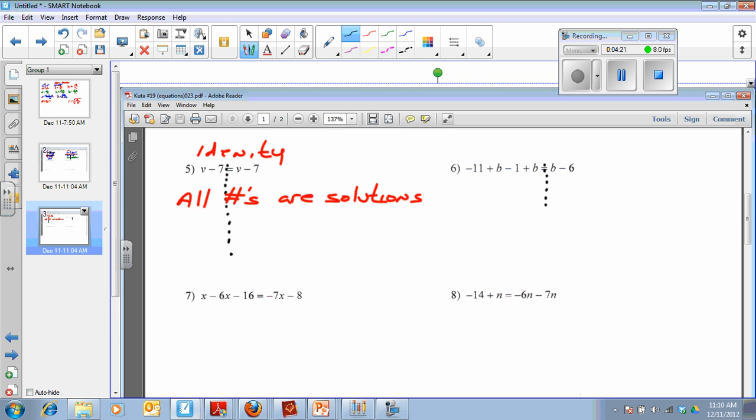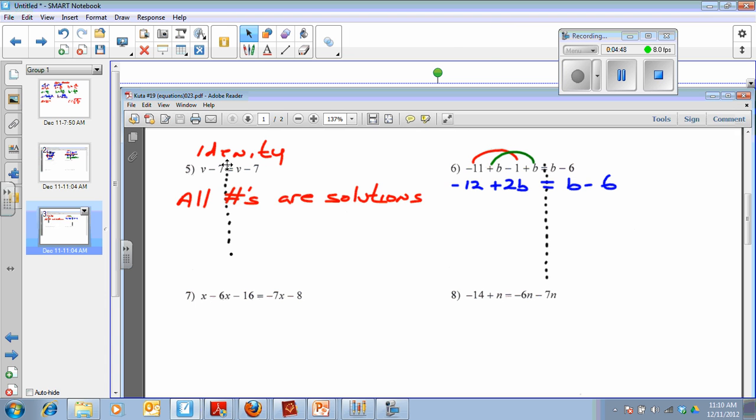My last example is going to be problem number 6. I'm going to go ahead and put a line down here. Before I get started, I'm going to see if I can simplify. Looks like I can put a negative 11 and a negative 1 together. Looks like I can also put a positive b and a positive b together. So let's simplify things. When I put a negative 11 and a negative 1 together, I get a negative 12. When I put a positive b and a positive b together, I get a positive 2b. All of this equals, and on the other side I can't simplify, so b minus 6.